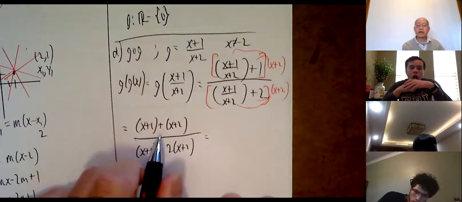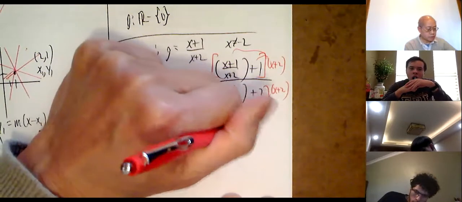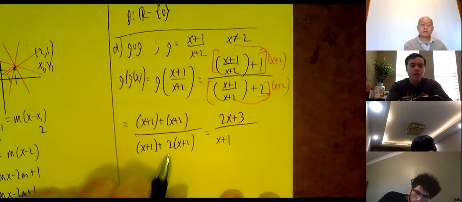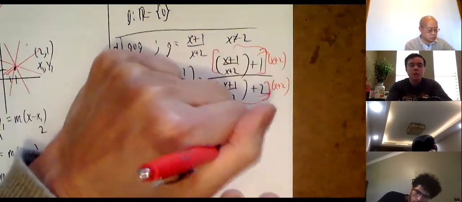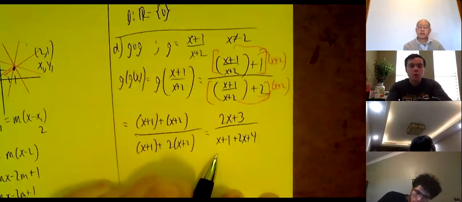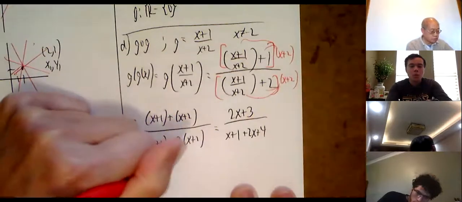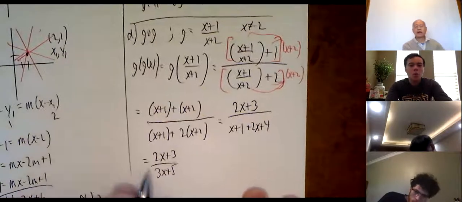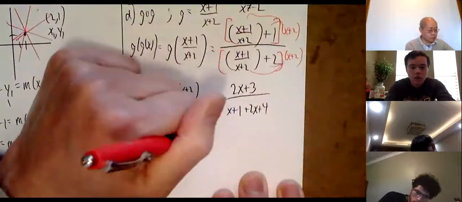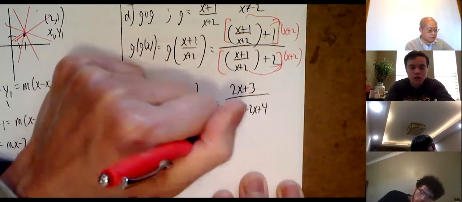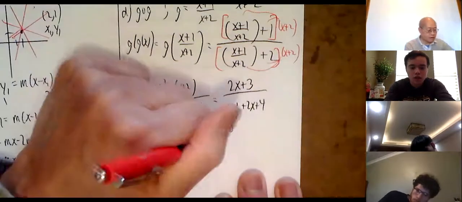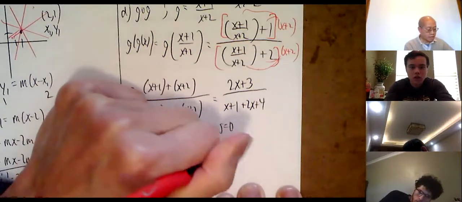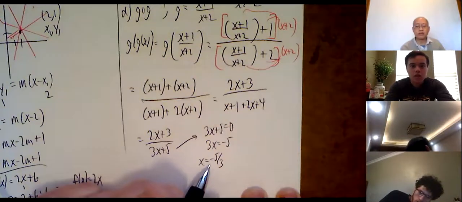So that's going to be what? 2x plus 3, 2x plus 3. And what's the bottom? x plus 1 plus 2x plus 4, looks like. So that's going to be 3x plus 5. 2x plus 3 over 3x plus 5. Okay, aha. So I set the denominator equal to 0. 3x plus 5 equals 0. Subtract 5. 3x equals negative 5. Divide by 3. x equals negative 5/3. So I have to throw out negative 5/3 from the domain.